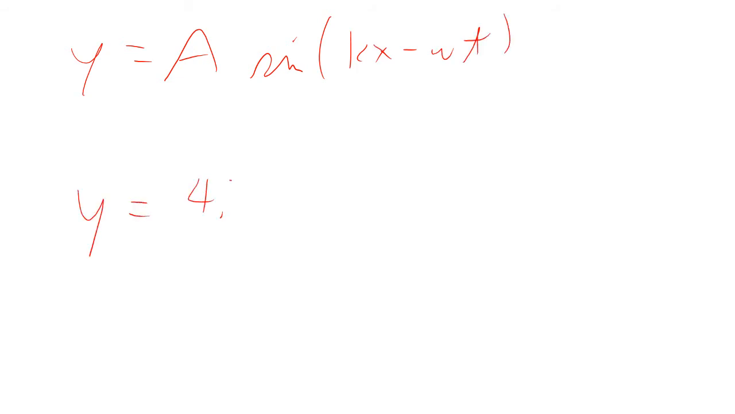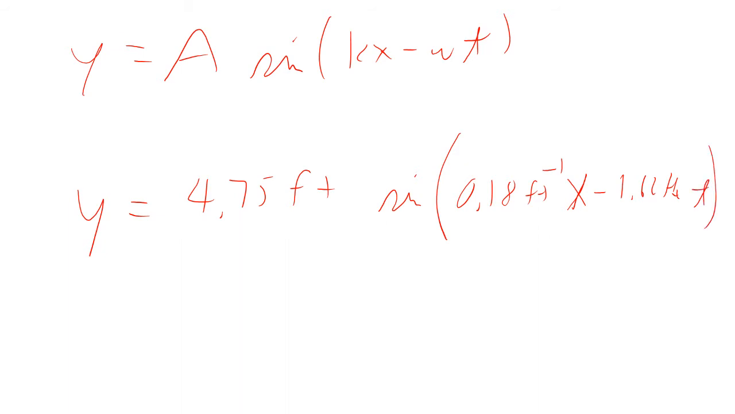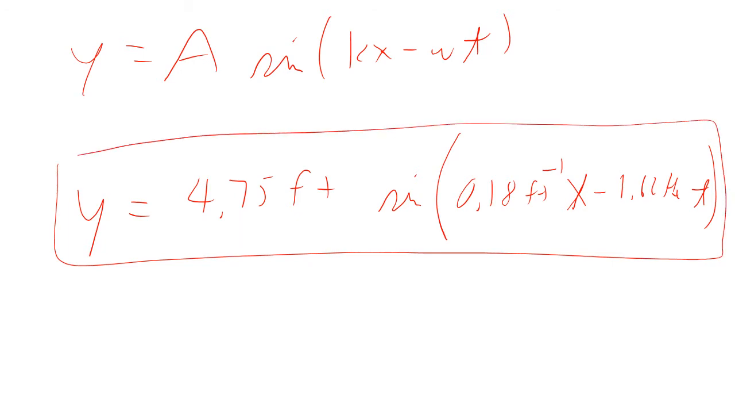So if I put all this into my A sine(kx minus omega t), then what I find is A is 4.75 feet times the sine of 0.18 inverse foot x minus 1.62 hertz t. And so that gives me my basic wave equation right here.